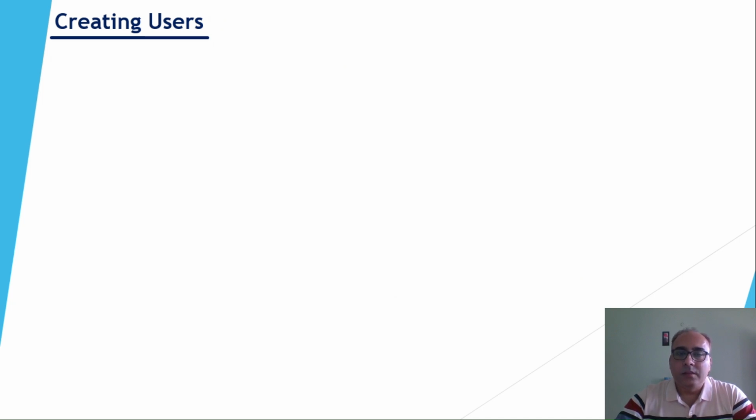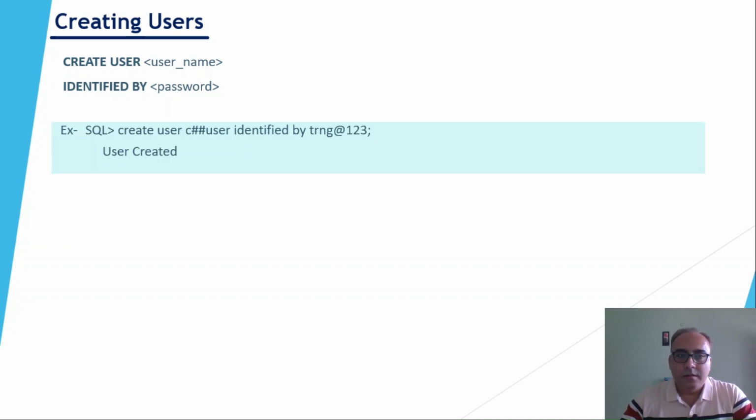Creating a user. How can we create a user in a database? The syntax is create user, then we specify the username, then identified by password. This is the syntax of creating a user from the SQL prompt. Let's look at the example. Create user C##user1 identified by trng@123. In this example, we are creating user C##user1, and the password of this user is trng@123.